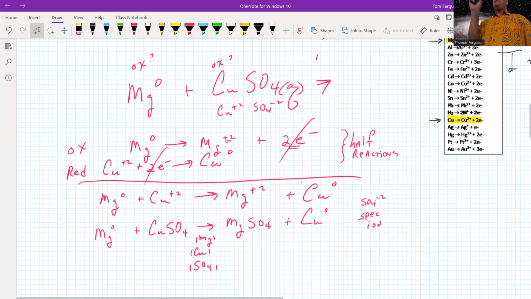Oh, the sulfate, the SO4 minus 2, you write them together. Because it's a spectator ion, it doesn't participate in the oxidation reduction because it stays the same. It doesn't gain nor lose electrons, but the metals do. So is that your question?